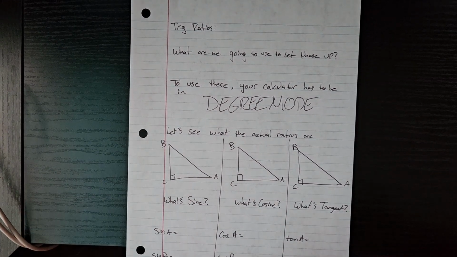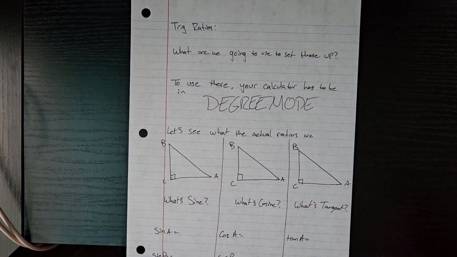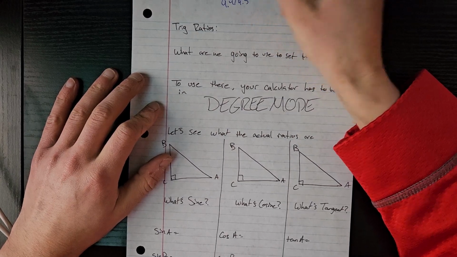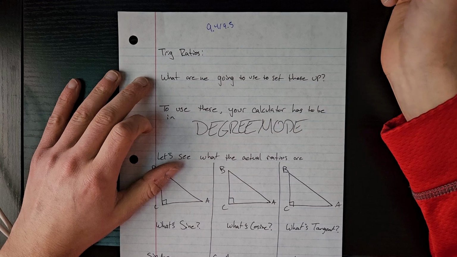All right, welcome. This is Trig. This is 9.4/9.5. We're going to be learning about trigonometry ratios.